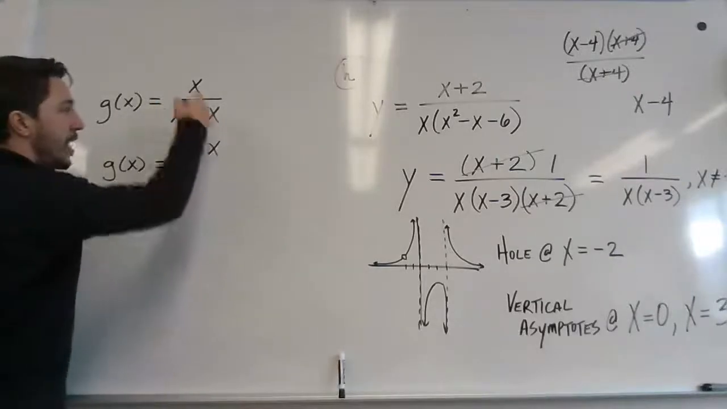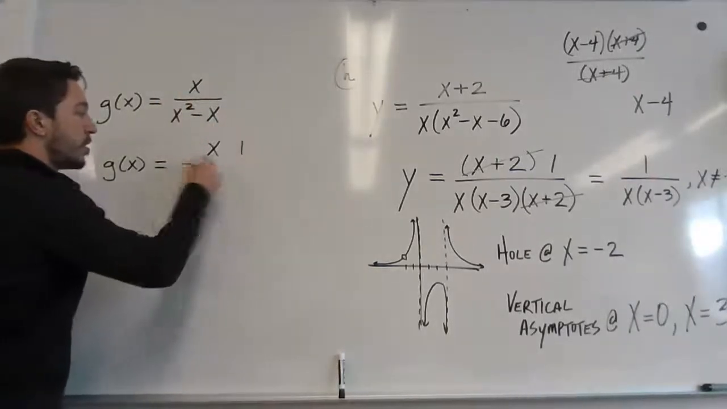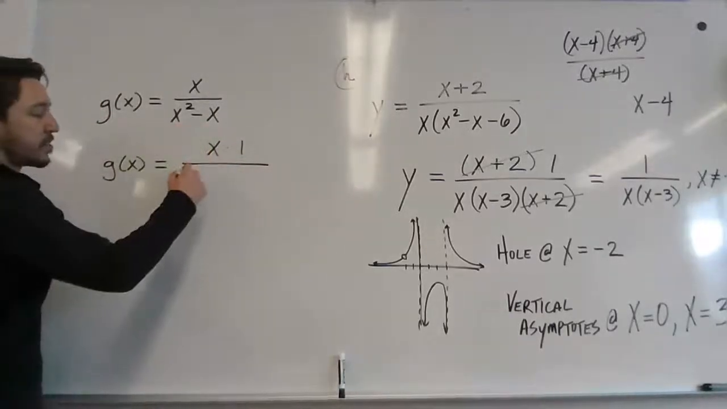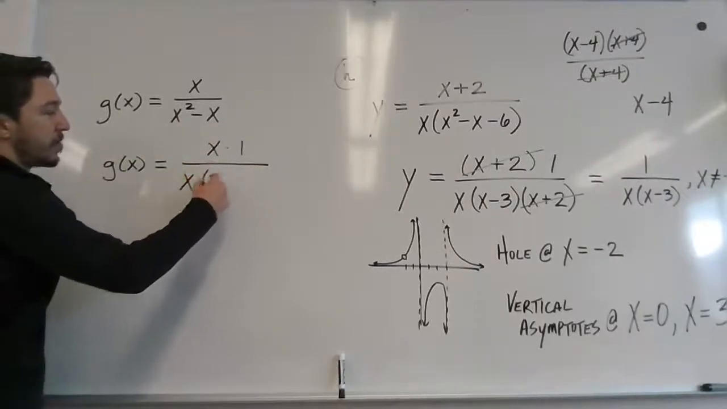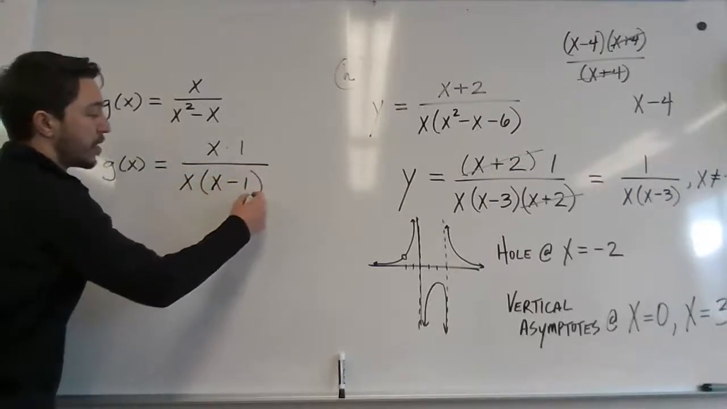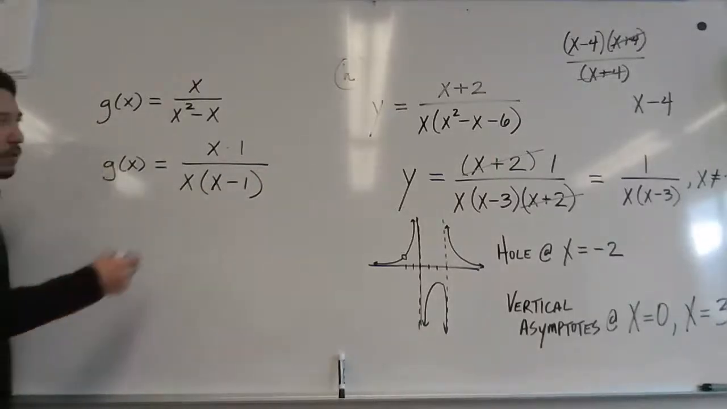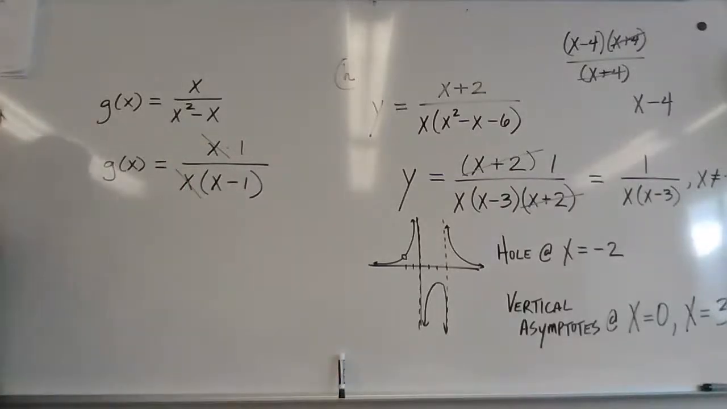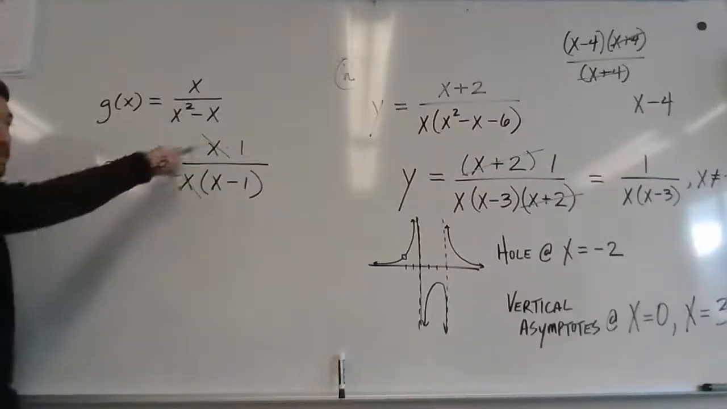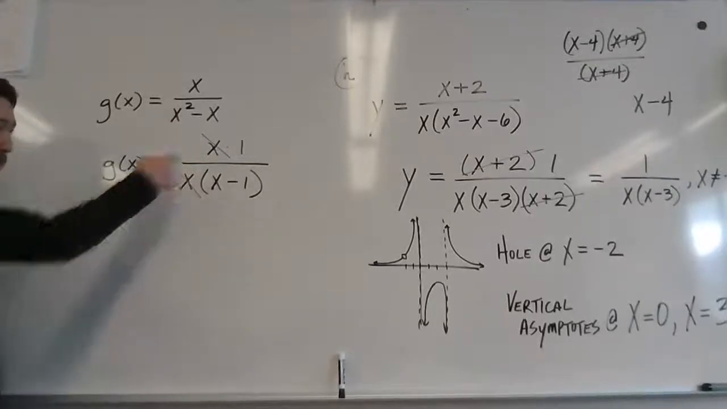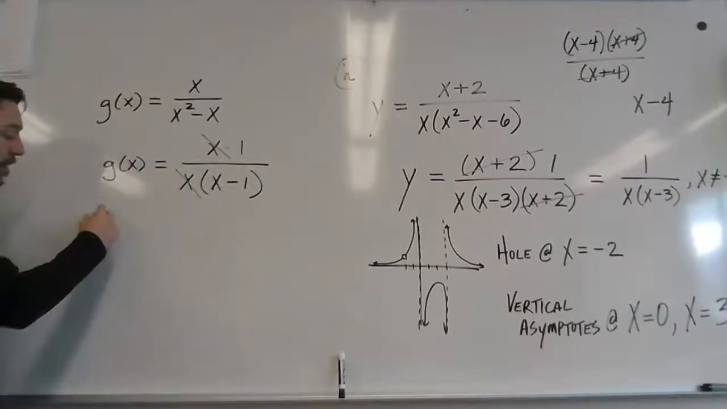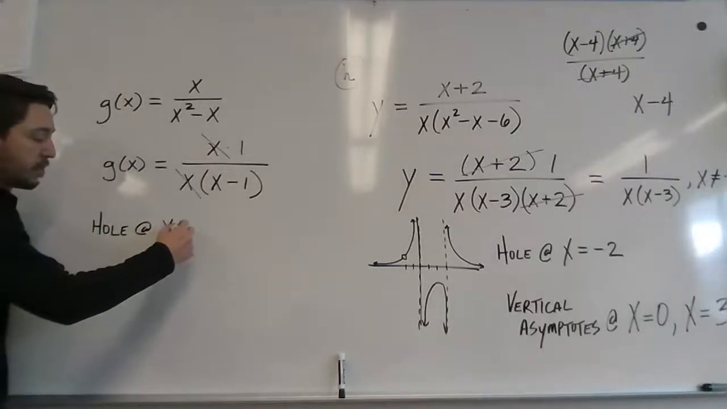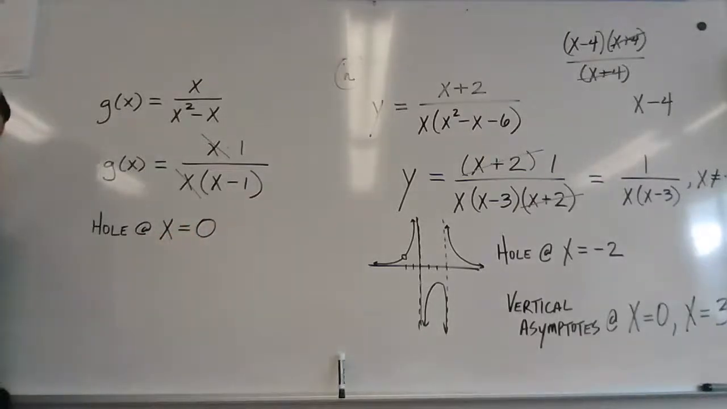So factor. The top is x times 1, preparing myself to cancel out an x, right? The bottom is x times x minus 1. Everyone cool with that? Yep. So those x's cancel out. Let's think about that. The fact that it canceled out tells us there is a hole at 0.